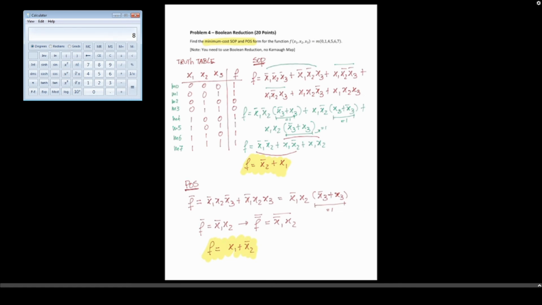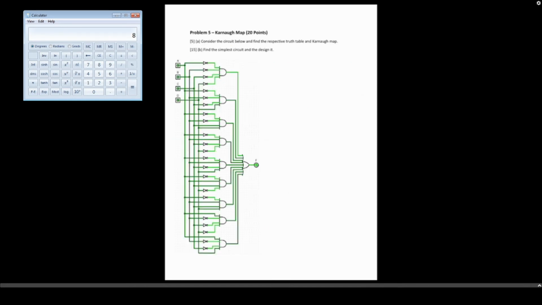All right. Our last question is going to be using K-maps. Consider the circuit below and find the respective truth table and Karnaugh mapping. So let's find the truth table. See if I can find space over here. Truth table. I have 4 bits, so I have A, B, C, and D, and I have my F, my output.